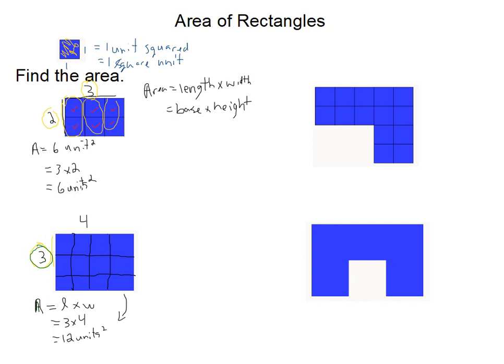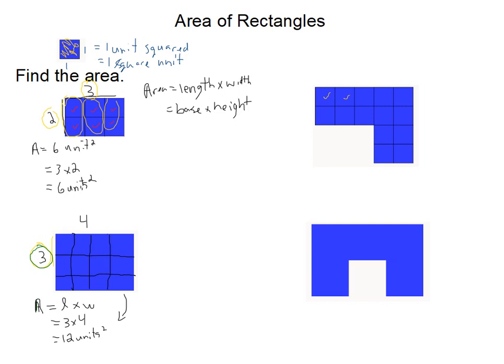Alright, let's move on to the composite shapes here. Let's talk a little bit about how do we go about finding the area of these composite shapes. So in order to find the area of these composite shapes, we could count up all of the unit squares inside this shape. So this one has a nice grid on it, so we can actually count them up.